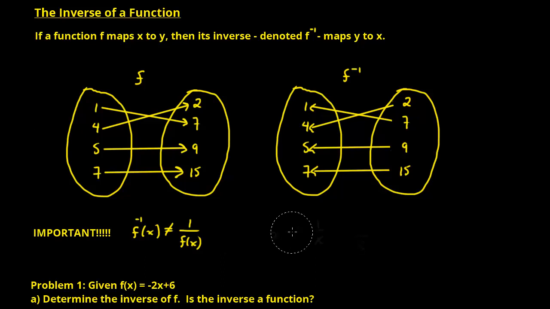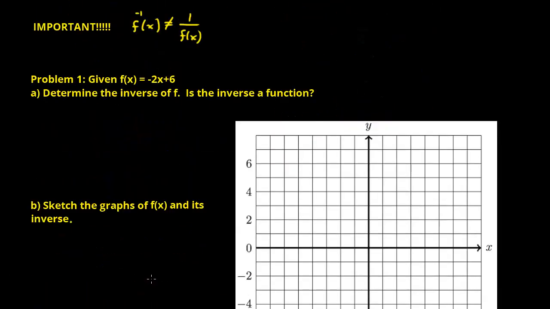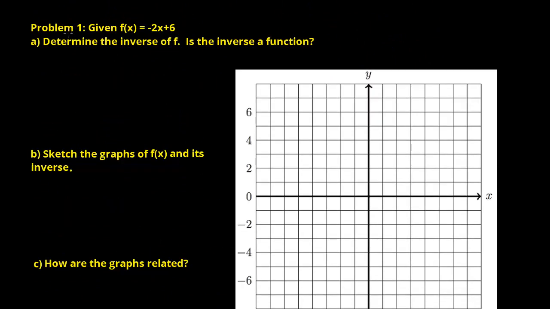So the best way to get used to dealing with inverses of functions is just to go through and actually find a bunch of inverses of functions. So here I've got a problem. It says, problem 1, given f of x is equal to minus 2x plus 6, determine the inverse of f. And then here it says, is the inverse a function? So in some cases, the inverse isn't always a function. We're going to see why.